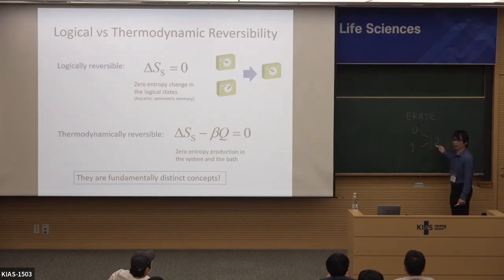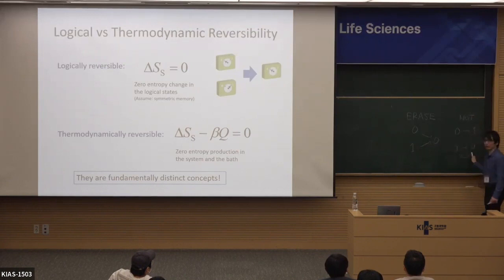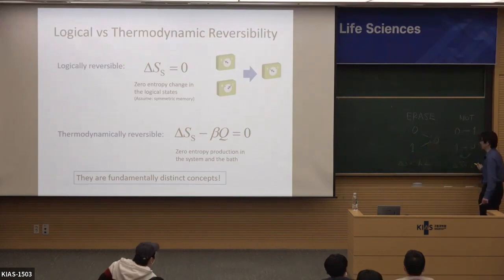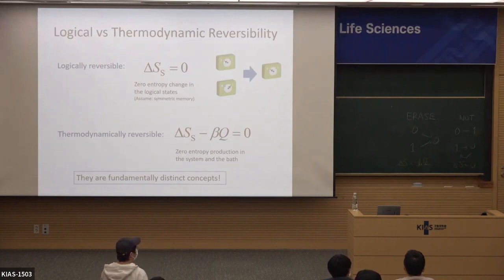On the other hand, for example, just a NOT gate, this is a bit flip. Zero becomes one, and one becomes zero. So this is completely reversible. In this erasure process, the entropy is changed, because delta S is minus log 2, and in this NOT process, delta S is, of course, zero. So in that sense, logical reversibility is completely characterized by the Shannon information change of the system.